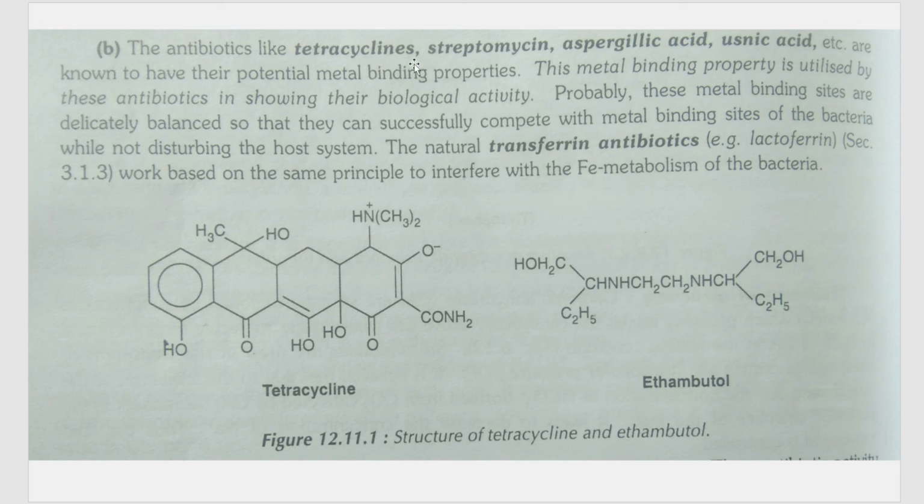What does it have? It also has high affinity for metal ion, and it has delicate metal binding sites which are delicately balanced. So what will it do? Before this bacteria goes and binds with the Fe, it will compete with that bacteria, and before that bacteria binds with the Fe, it will go and bind with the Fe, so that bacteria cannot come. Once this is bound to the Fe, the bacteria cannot come and bind and deactivate that Fe containing enzyme or protein. Okay, that is how they work.